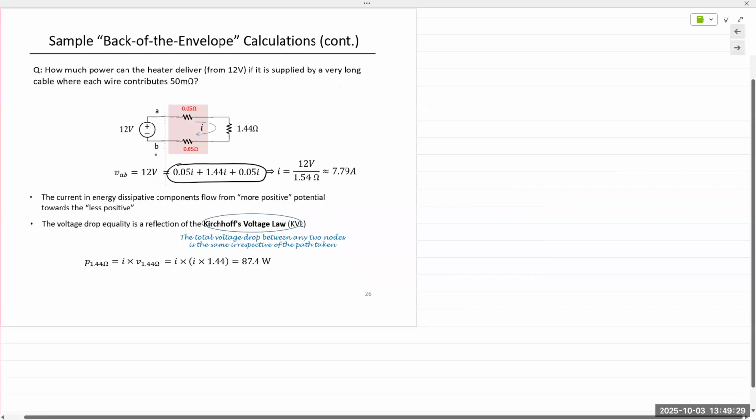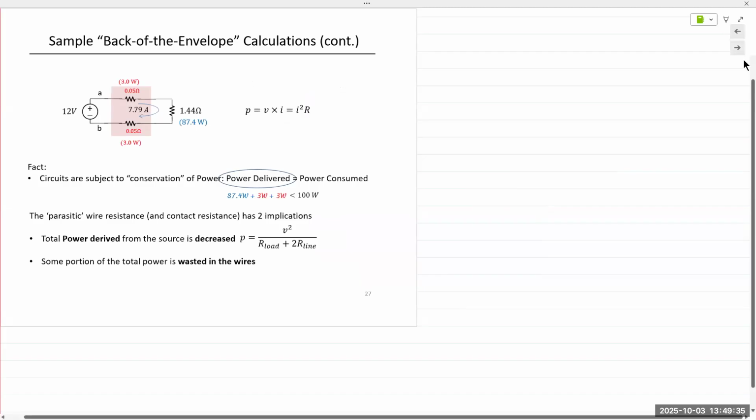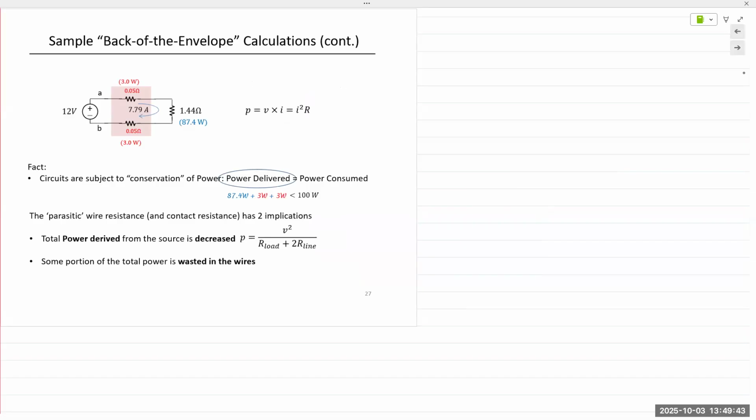where we applied KVL and KCL and calculated the total power. And then, total power delivered. So this was a problem similar to the problem in the homework. We are applying a source, and the current is flowing over cables that have 50 milliohm resistances, and these are going to dissipate about 3 watts of power each. So if it's totally supplying 90 watts, 6 watts is lost in the lines.